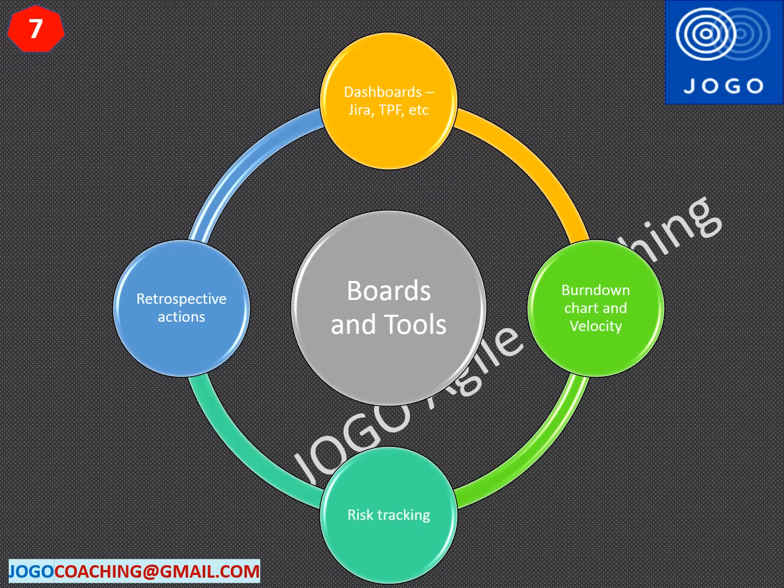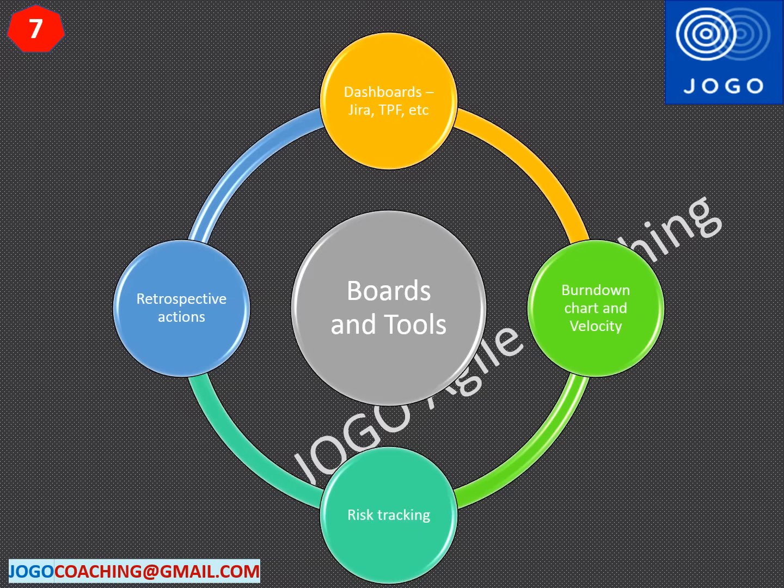The seventh step in doing the agile transformation is to create the visual boards and tools to display the project outcome and the improvement list. We can use tools like Jira, Team Foundation Server, etc. to show the sprint progress in a dashboard on a daily basis. Review the sprint burn down chart and velocity charts regularly to take necessary actions for the improvements.